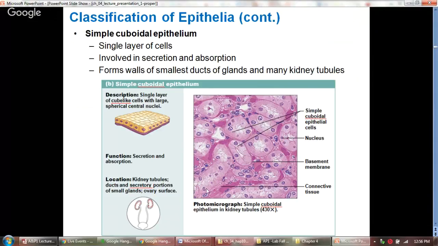The next one would be the simple cuboidal epithelium, a single layer of cuboid cells. The cells of that layer are cuboid in shape in lateral view. It is involved in secretion and absorption. It forms walls of the small ducts of the glands and many kidney tubules. So for any gland, the duct would be made of simple cuboidal epithelium. The locations are kidney tubules, ducts and secretory portions of some small glands, and ovary surfaces. You would find this simple cuboidal epithelium here, and actually this is a cross section of a duct.